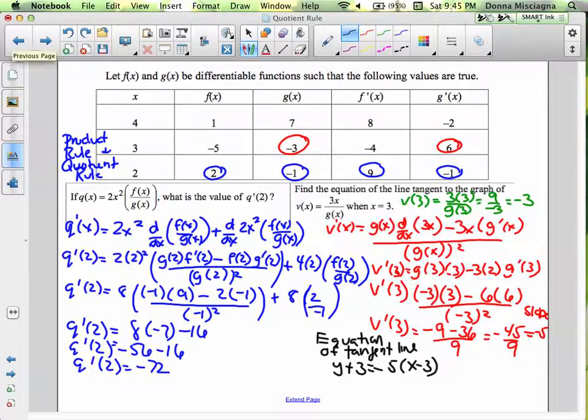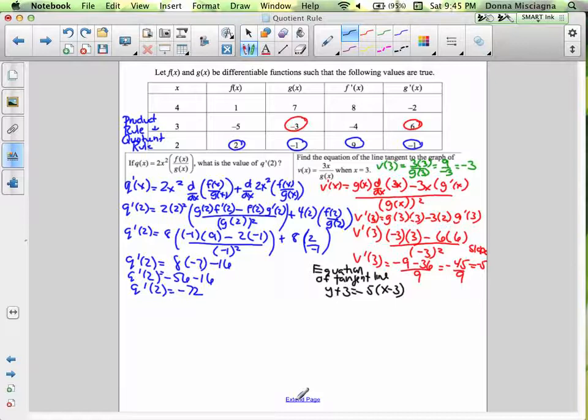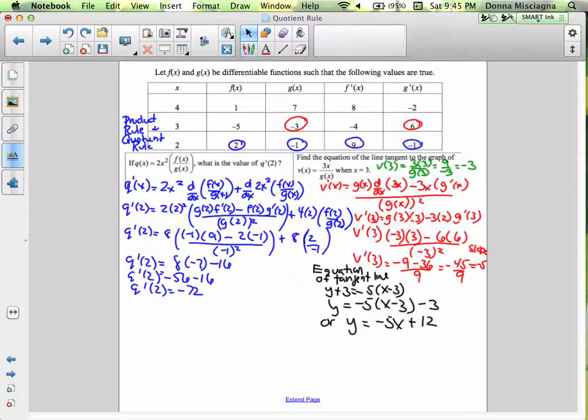I'll extend the page just a wee bit so I could squeeze in the last part. There it is. So y equals negative 5 times x minus 3, minus 3. And if you want, we could put it in slope-intercept form, y equals negative 5x, that'd be a plus 15, and a minus 3, so that'd be a plus 12. Either is fine.